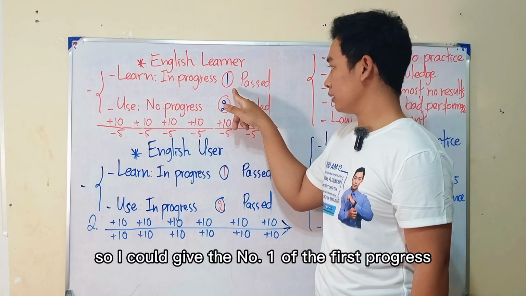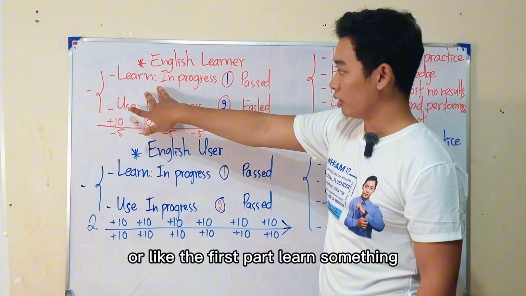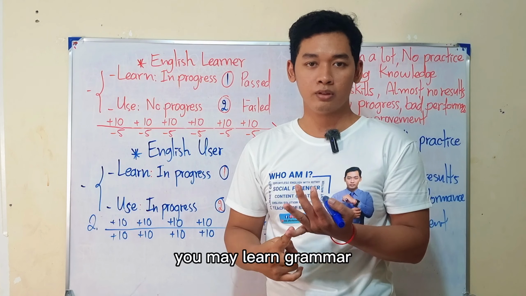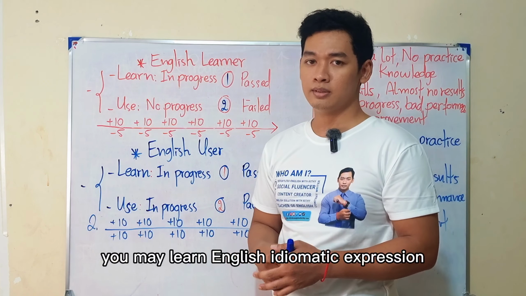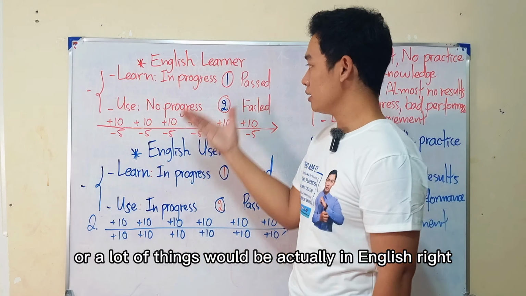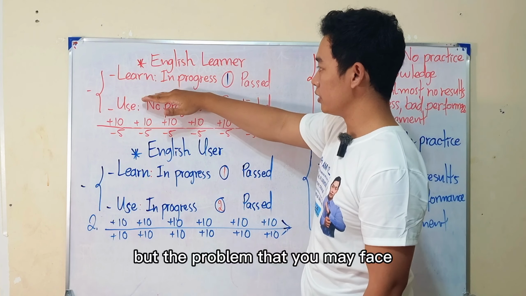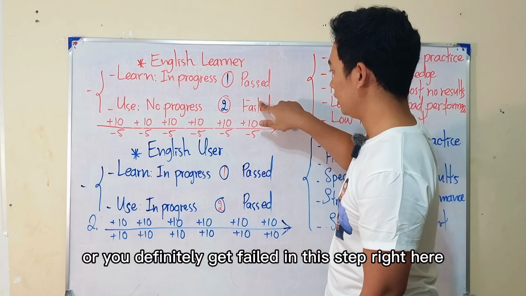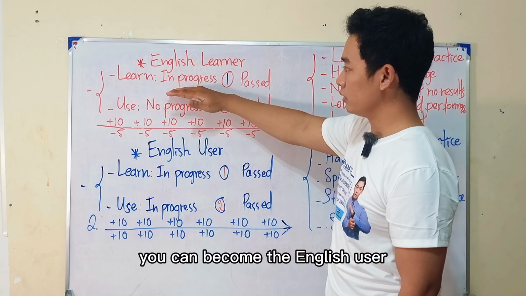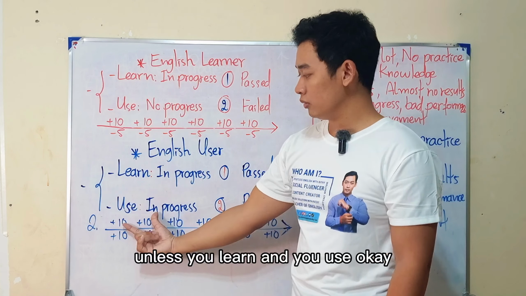So I could give number one, the first part: learn something. When you come to study English, you may learn words, right? You may learn grammar, you may learn idiomatic expressions, or a lot of things in English. So this is how you come to learn. But the problem that you may face, or where you definitely fail, is in this step right here. Think about it this way: you can become the English user only if you learn and you use.